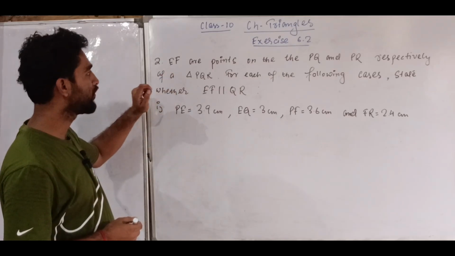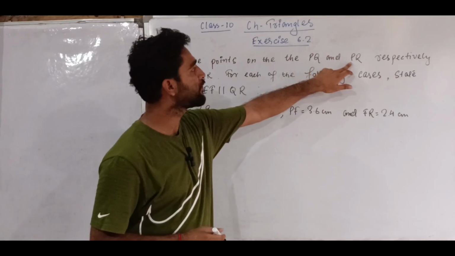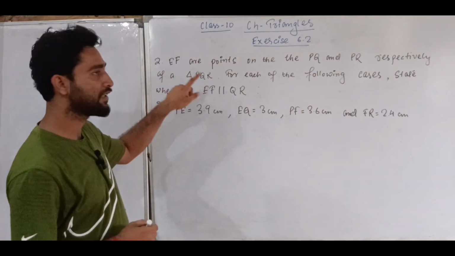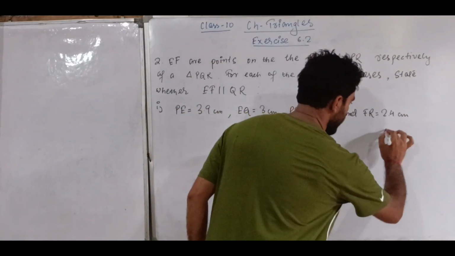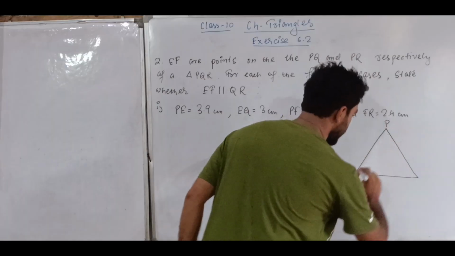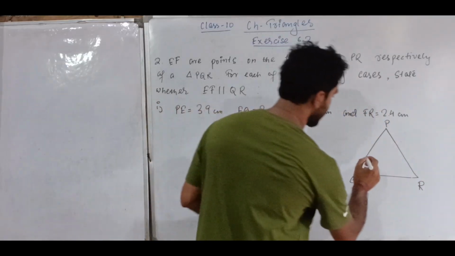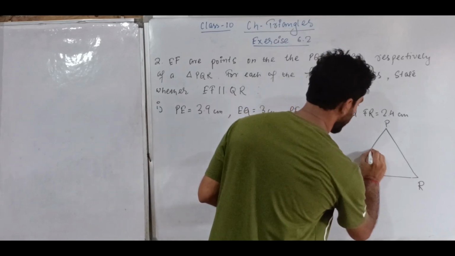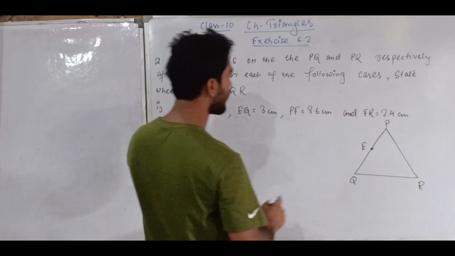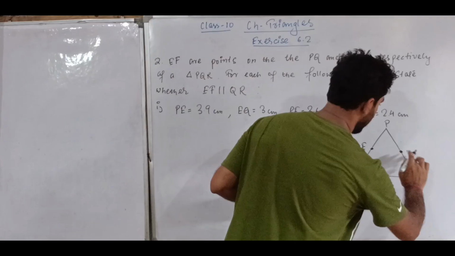According to this question number 2, E and F are points on the sides PQ and PR respectively of a triangle PQR. So first let's construct the figure. According to this question, one triangle is given, triangle PQR, and in this triangle on the side PQ one point is there, that is E, and F is the point on the side PR.